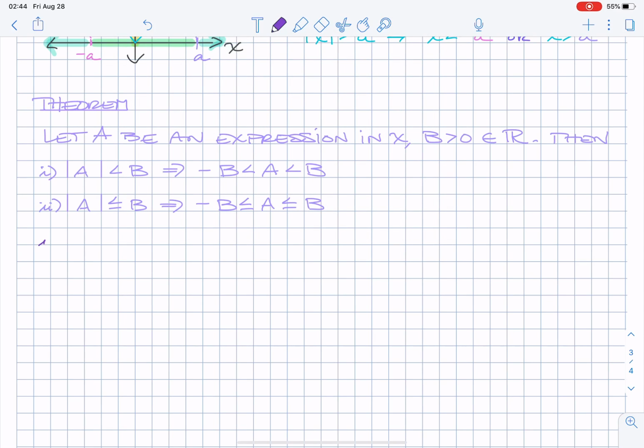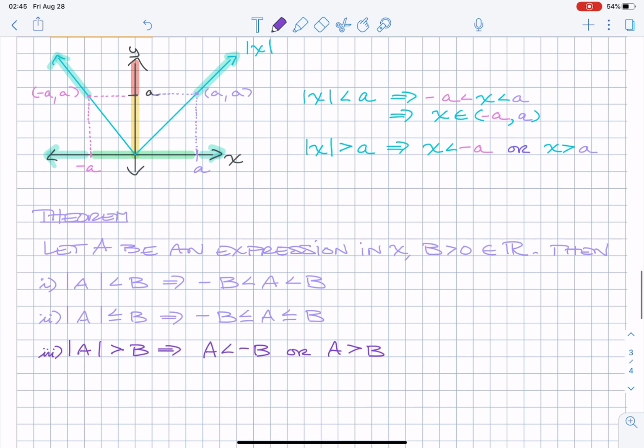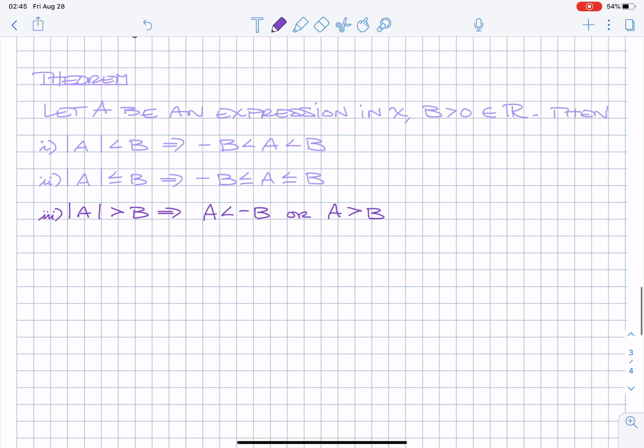So similarly with the greater thans, if we have the absolute value of a is strictly larger than b, then this implies a is either to the left of negative b, or a is to the right of positive b, like we had up here, right? Similarly, with the non-strict inequality, greater than or equal to, this implies a will be less than or equal to negative b, or a will be greater than or equal to b.